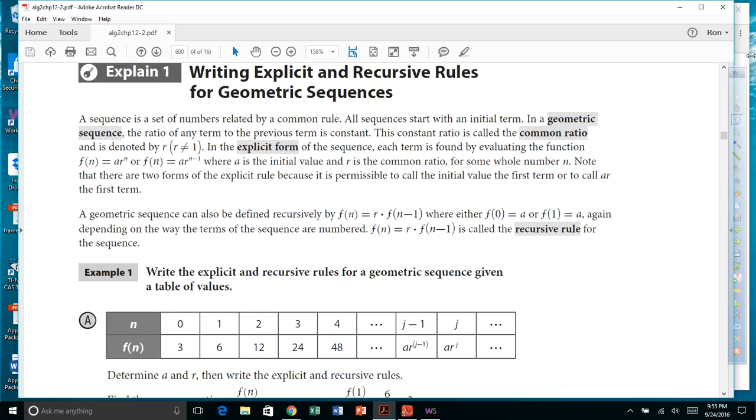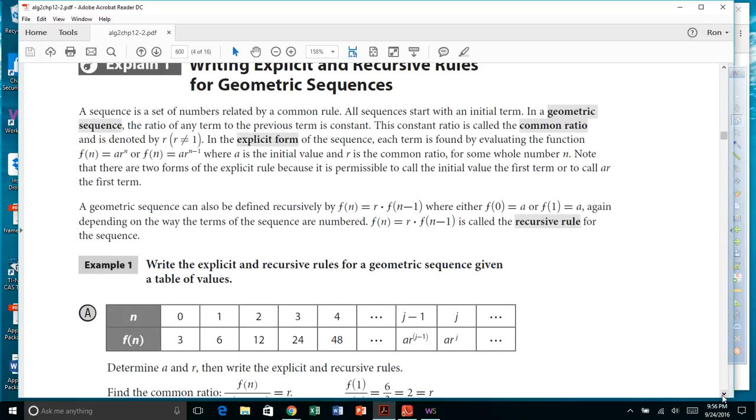A geometric sequence can also be defined recursively by f of n equals r times f of n minus 1, where either f of 0 equals a or f of 1 equals a, again depending on the way the terms of the sequence are numbered. f of n equals r times f of n minus 1 is called the recursive rule for the sequence.